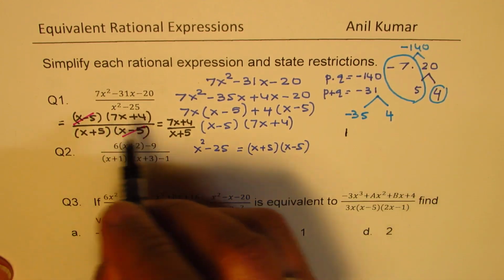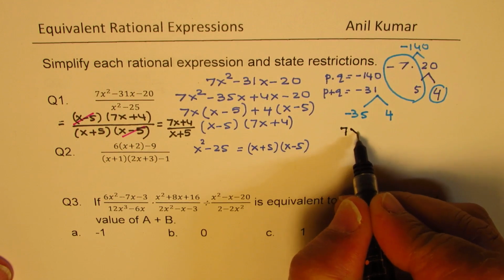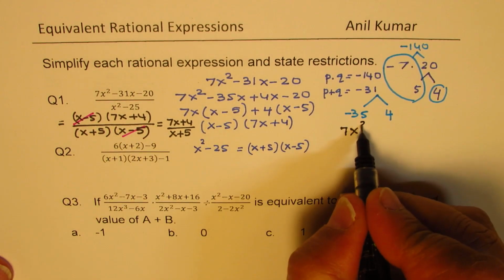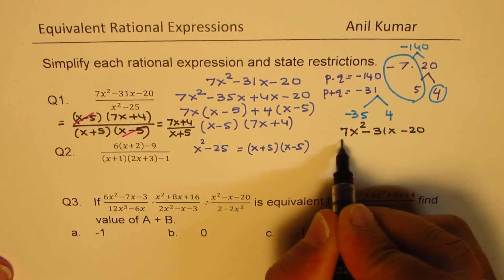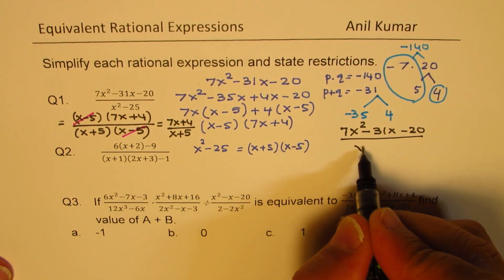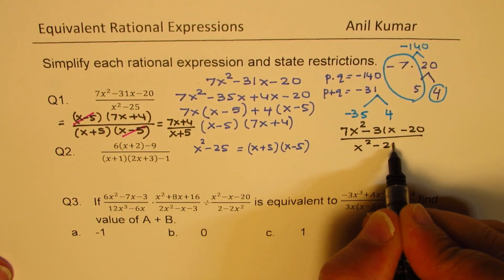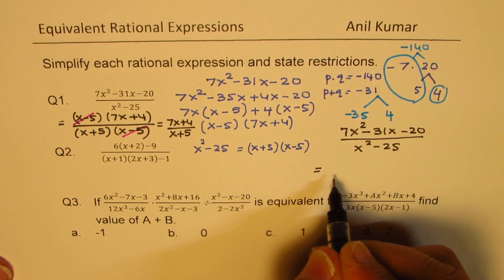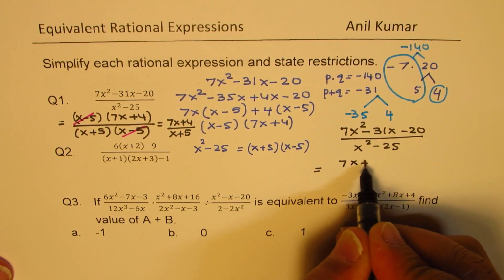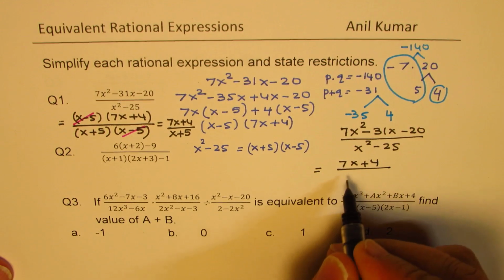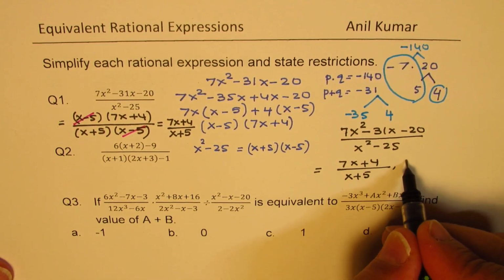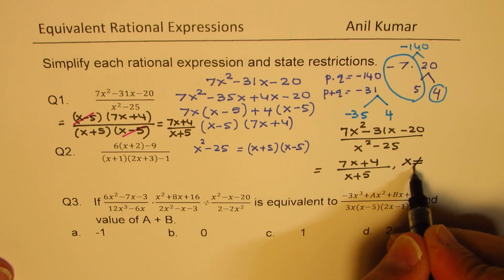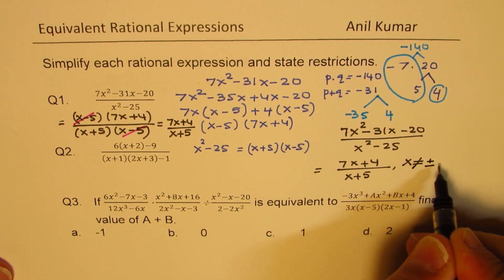as, let me rewrite the answer. We'll write 7x squared minus 31x minus 20 over x squared minus 25 is equivalent to 7x plus 4 over x plus 5, where the restriction is that x is not equal to plus and minus 5.